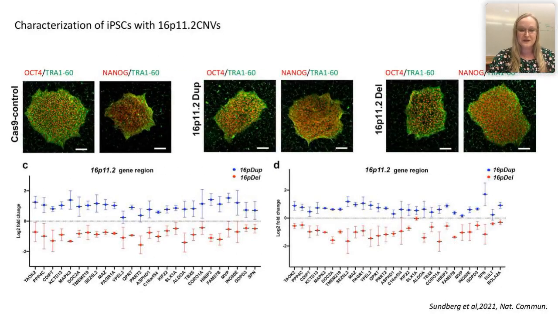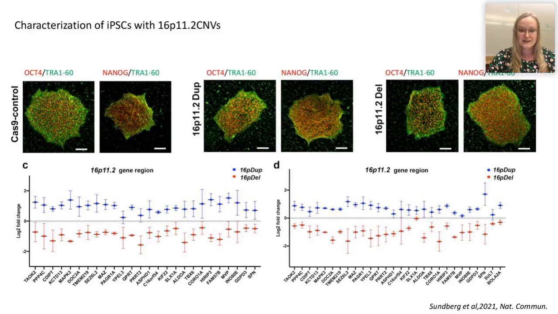Here is the data of our results. To show that the iPS cells are pluripotent, we stained them with the pluripotency markers OCT4 and NANOG, shown here in red and green. We also wanted to verify that the iPS cells contain the copy number variations. And here in blue, we saw that 16p duplication cells have increased expression of the genes from the 16p gene region, shown with the qRT-PCR method. In the 16p deletion cells, shown here in red, these genes were downregulated.